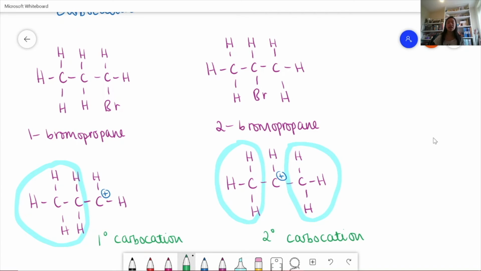And we know that the secondary carbocation is much more stable than the primary carbocation, because there are two alkyl groups releasing electrons onto this positive charge, whereas for the primary carbocation we only have one alkyl group releasing electrons onto the positive charge of the carbon. And so this means that for the reaction between propene and hydrogen bromide, the major product will be 2-bromopropane.